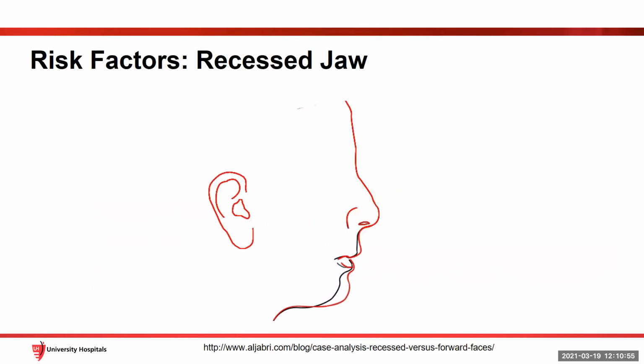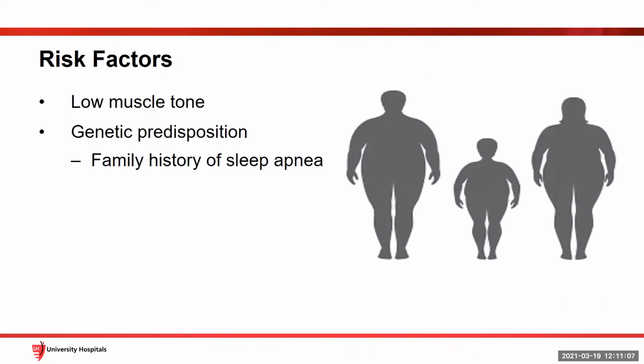Another risk factor is a recessed jaw, and that's when the lower jaw is moved a little more backward than usual, and that is highlighted here in black. Having a low muscle tone is another risk factor, and genetic predisposition, such as family history of sleep apnea.